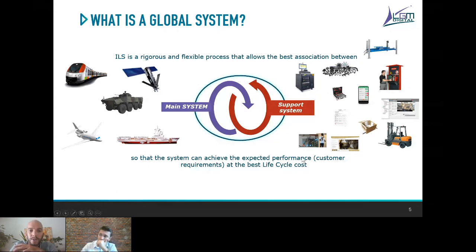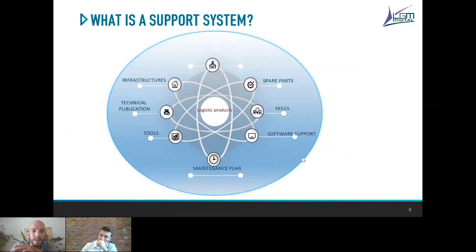So what is the support system? The support system is composed of 9 logistic products. The first product is spare parts. Spare parts are parts that you will need to maintain your system. After, you have another logistic product, which is skills. Which skills will you need to maintain or to operate your system, and the quantity of people that you will need to make this maintenance too.